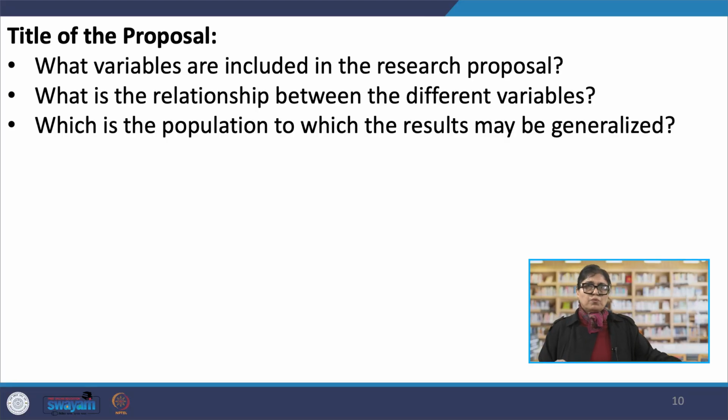Now, the title of the proposal, which is very important. A good title should clearly identify the research proposal and must clarify certain things, like what variables are included in the research proposal, what the relationship is between the different variables, and what the population is to which the results may be generalized.